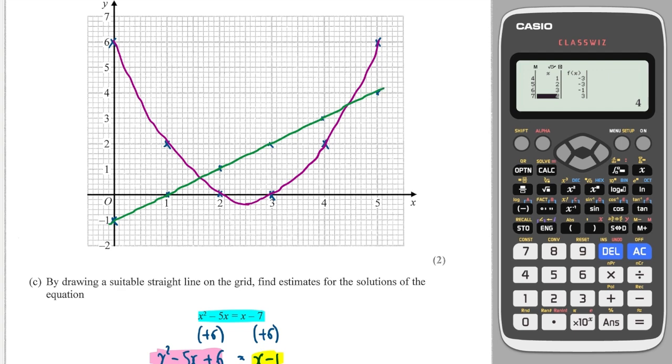And where they cross is going to be my estimates for my solutions. So right there, that looks like 1.6. And over here, that looks like 4.4. So those are my two correct estimates.